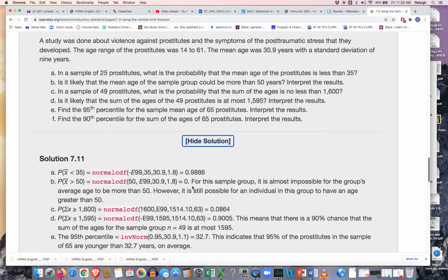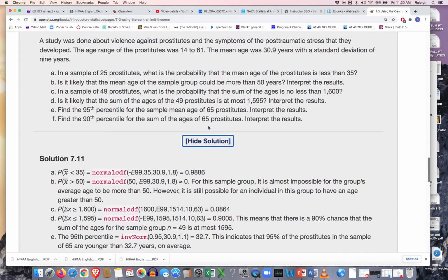Give me a break. That is virtually impossible. So just back up for that. And let's look at E, because the others involve sums. Not interested in sums, as I've said. Find the 95th percentile of the sample mean age of 65 of these prostitutes.